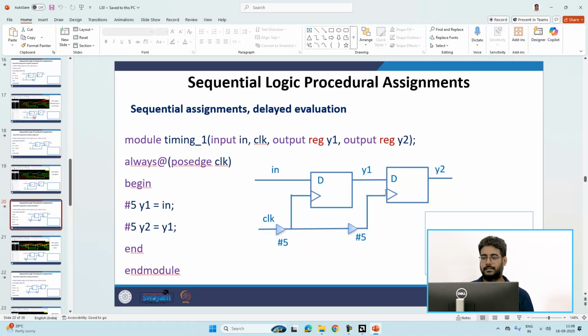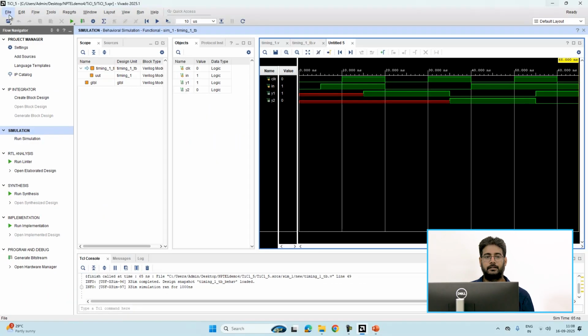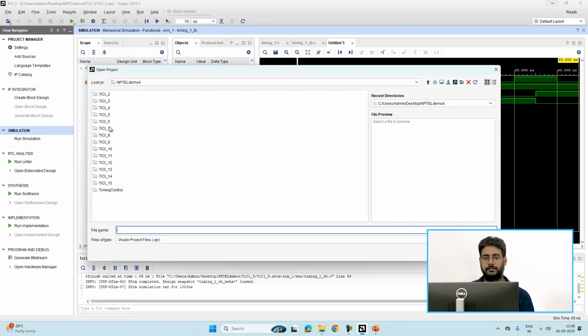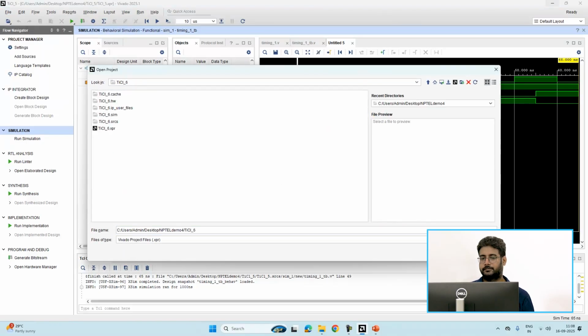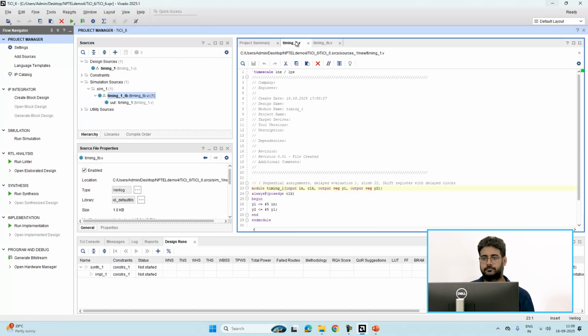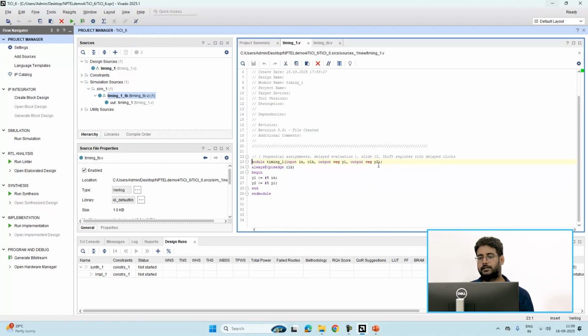So for the second case, for y2, it is like delayed twice. Means clock is delayed by 5 units here, and then again by 5 units here. So for this it is 10 units delay. For this it is 5 units delay. So we will check this code here. TICL 6, that is open. Yeah, this is slide 22. Shift register with delayed clocks.